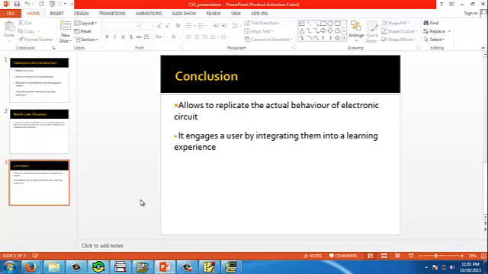To conclude, I will say simulation generally allows us to replicate the actual behaviors of our electronic circuits before we can implement them. Electronic simulation software can thus engage a user by integrating them into a learning experience.